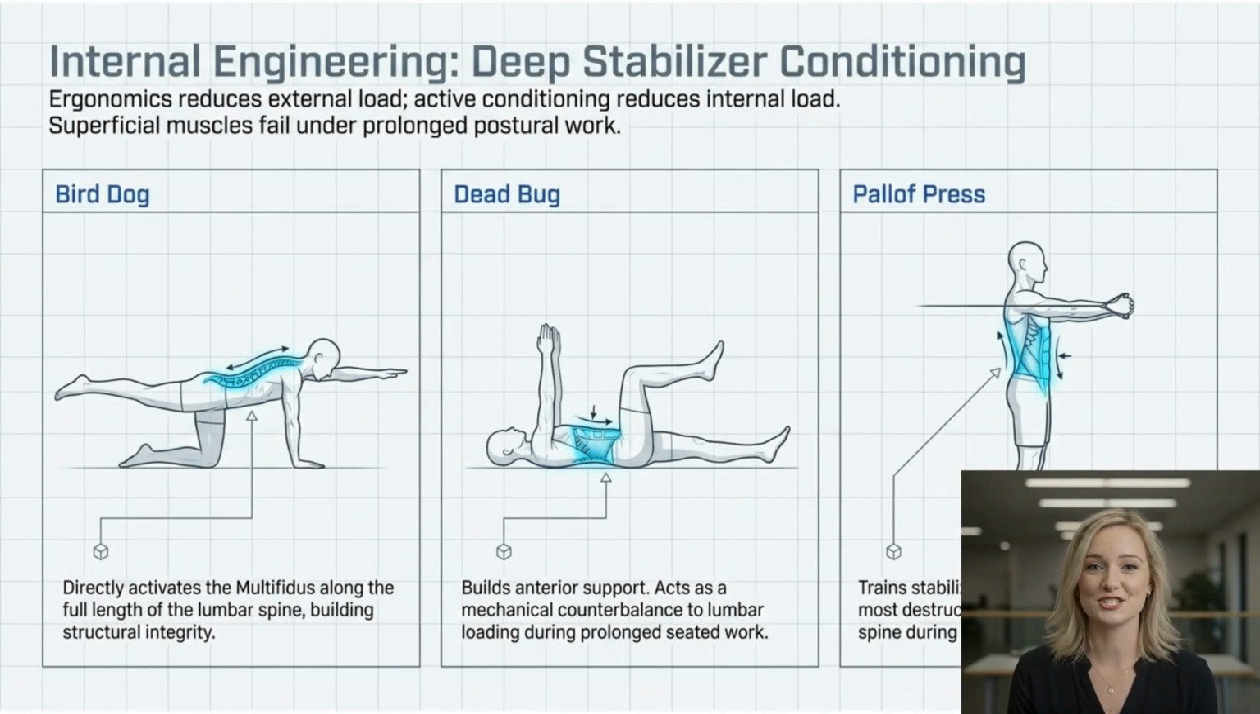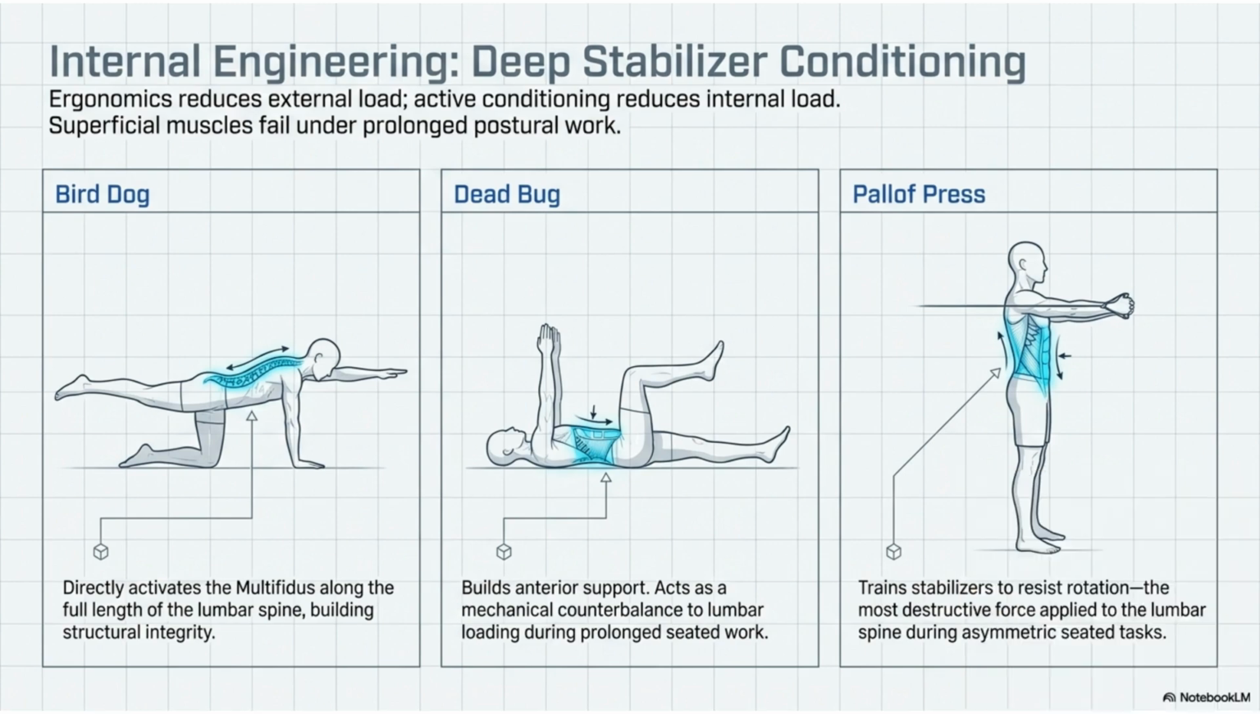Internal engineering focuses on deep stabilizer conditioning to reduce internal load. Exercises like the bird dog, dead bug, and Pallof press help build structural integrity and resistance to destructive forces during prolonged seated and asymmetric tasks.